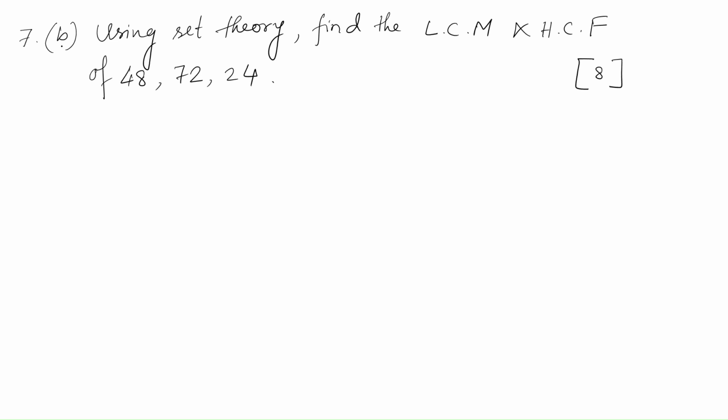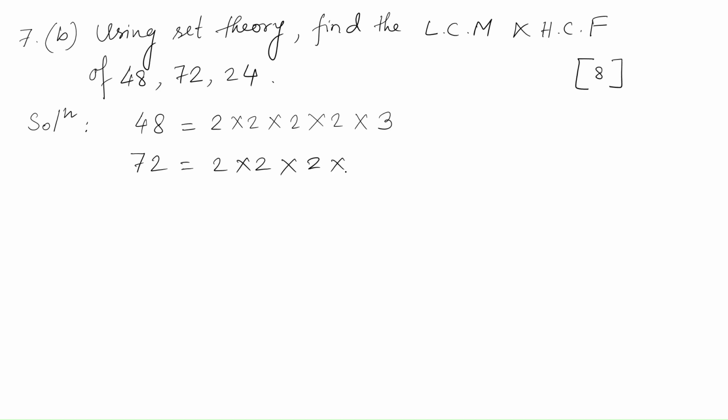Question 7b. Using set theory, find the LCM and HCF of 48, 72, 24. Let's start. 48 is 2 multiplied 2 multiplied 2 multiplied 2 multiplied 3. 72 is 2 multiplied 2 multiplied 2 multiplied 3 multiplied 3. 24 is 2 multiplied 2 multiplied 2 multiplied 3.